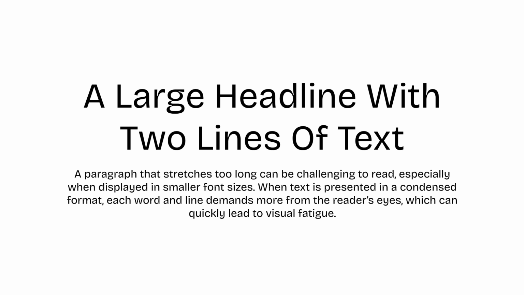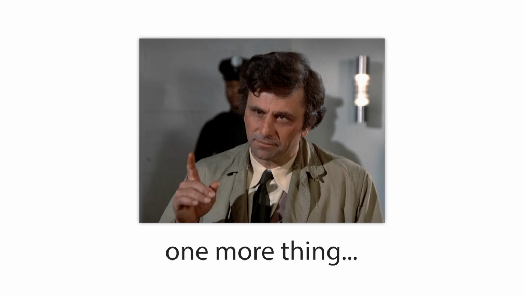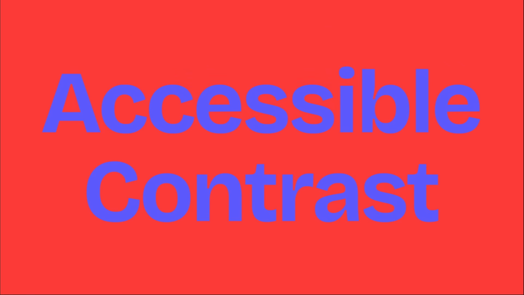So now we've adjusted our size, weight, line height, letter spacing, and kerning to look more visually appealing. But there's still one more important variable that can make or break the legibility of your text. That variable is called accessible contrast, and it's the color difference between your typography and the background.